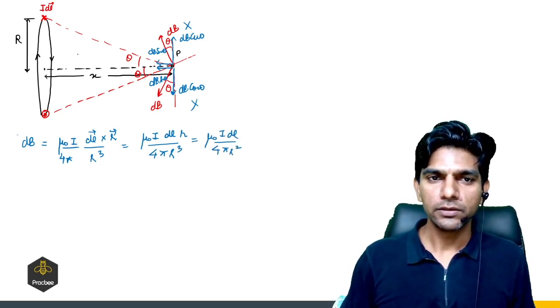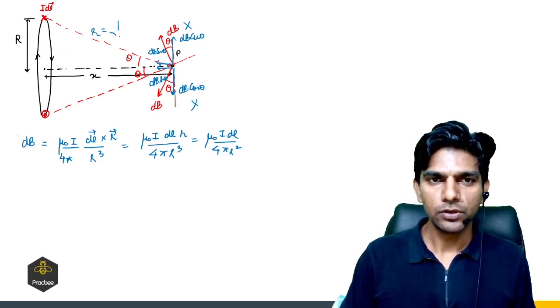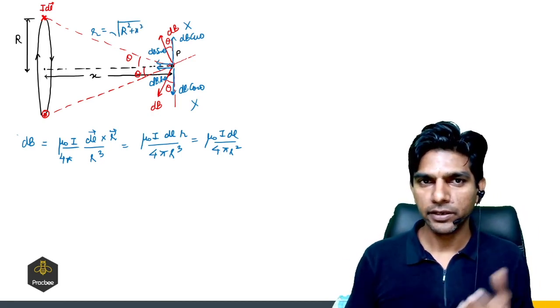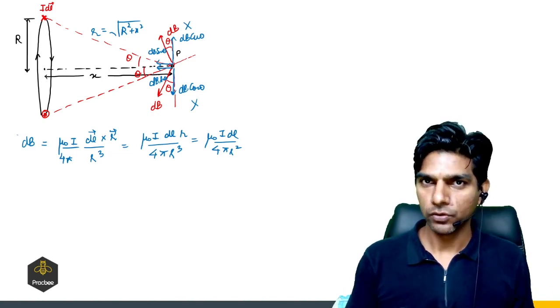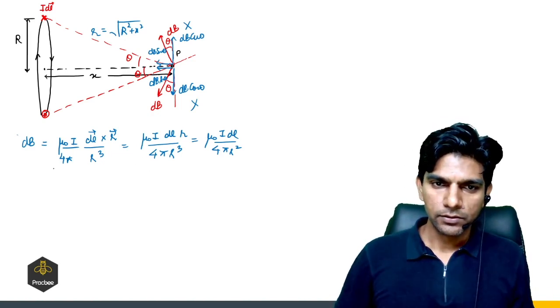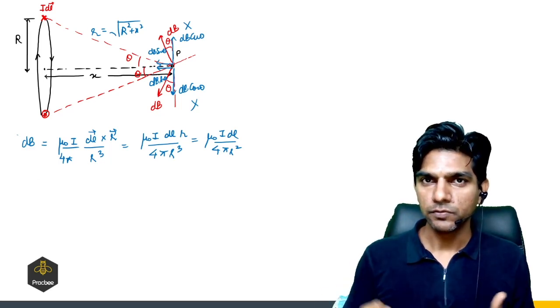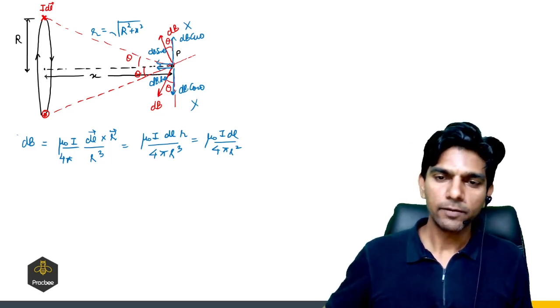Now what is R square in this case? R square is this, right? This hypotenuse. And this is root of r square plus x square. So x is constant because we want to find the field at a particular point. R is constant. So I can say this small r is also constant. So we have only dl. So dl is the only thing in this equation which is variable, right?